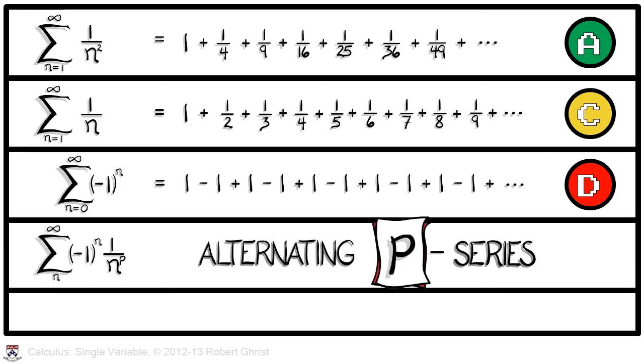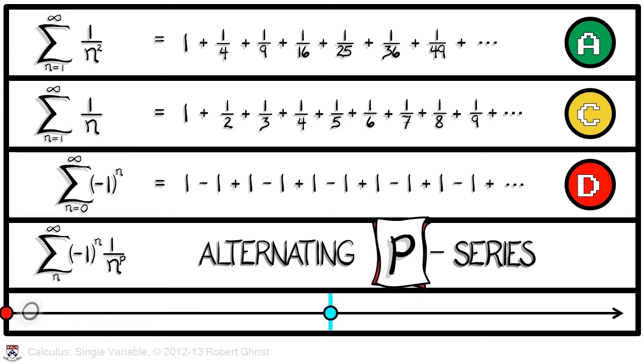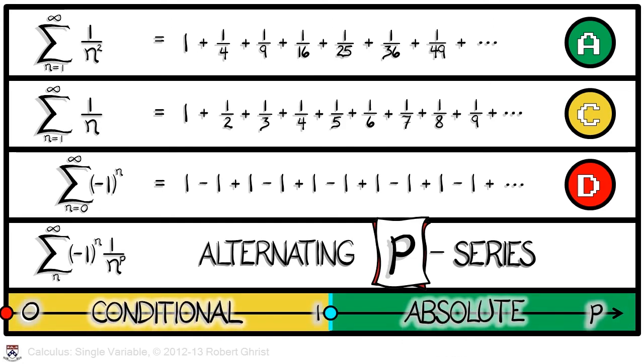In general, if we look at an alternating p-series, where we take 1 over n to the p and have the signs alternate on it, then instead of having convergence at p bigger than 1 and divergence for p less than or equal to 1, in this alternating scenario, we have absolute convergence for p strictly bigger than 1 and conditional convergence for p less than or equal to 1.